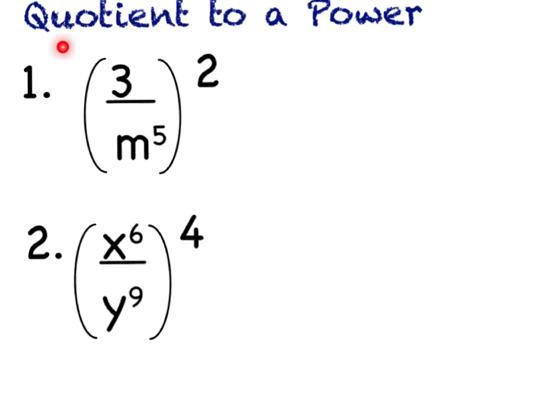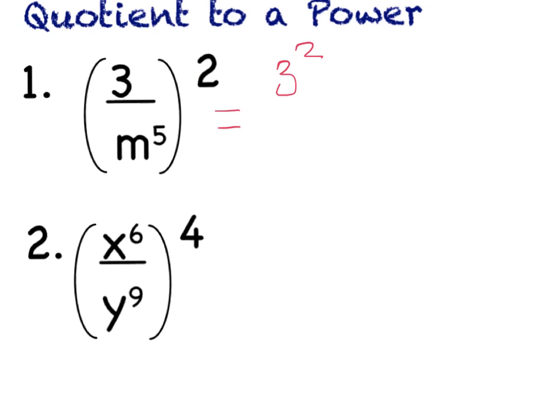So what I need to do when I'm dividing or taking a quotient to a power is everything inside my parentheses or everything inside my quotient needs to be raised to the power of 2. So for my first example, I'm going to write down probably a little bit more work than is going to be required of you when you're completing your work. But I'm going to write down 3 squared in my numerator because I'm taking 3 to the power of 2. Now I have to look at my denominator. I'm going to take m to the 5th to the power of 2.